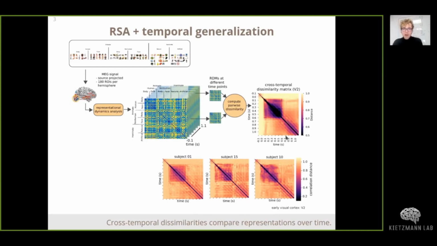Here displayed as the grand average of all subjects, and here in the bottom you can find it for 3 exemplar subjects. What one directly notices here is a higher similarity, for example, between representations during the stimulus presentation compared to, for example, those following the stimulus presentation. So, to sum up, the cross-temporal dissimilarities compare representations over time. What observations linked to recurrence can we make here?